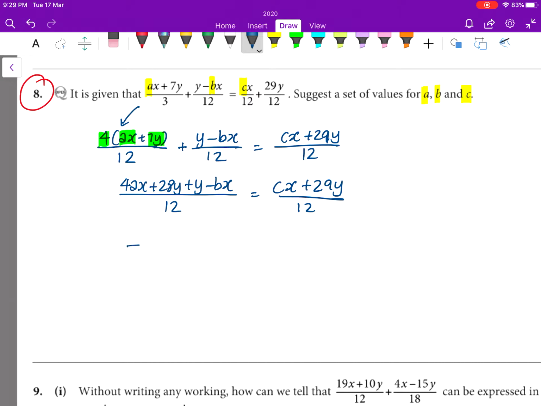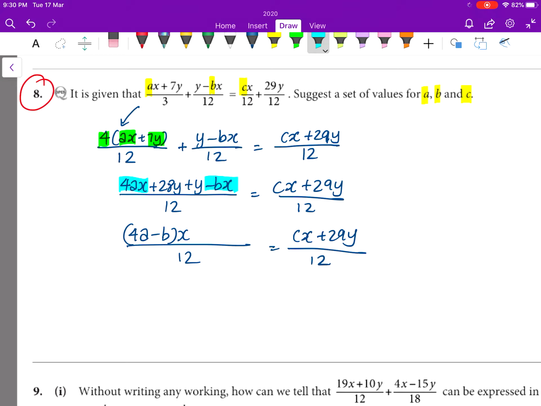One more step. Right hand side remains the same, no change. Left hand side, let's see, I have 4a minus b x. How do I get that? I have 4ax here, I have minus bx, so I can factorize out x. I'll get 4a minus b, x. As for the other part, we have 28y plus 1y. We have 29y. Right, so let's compare.